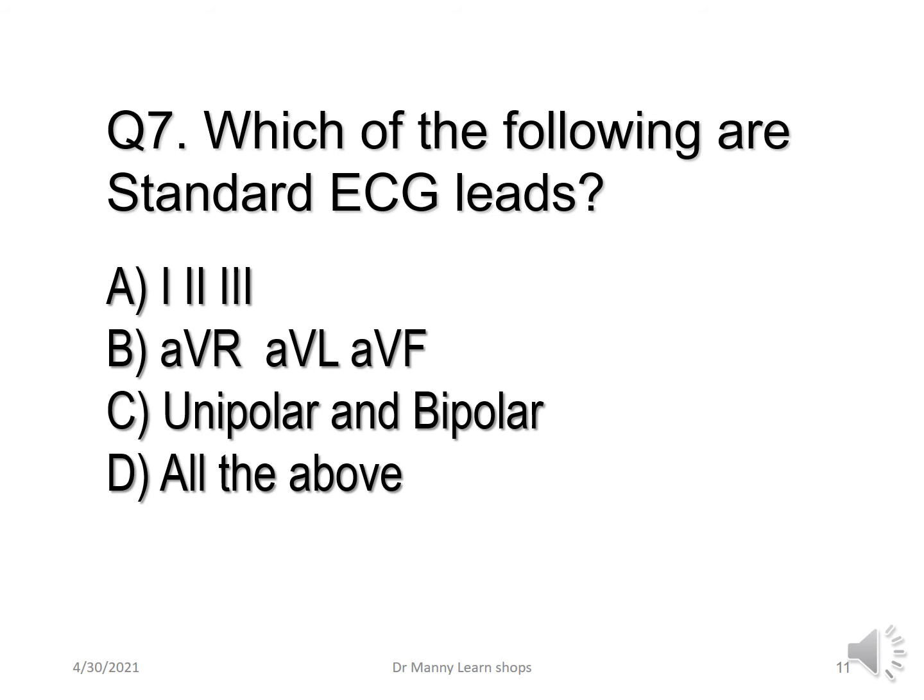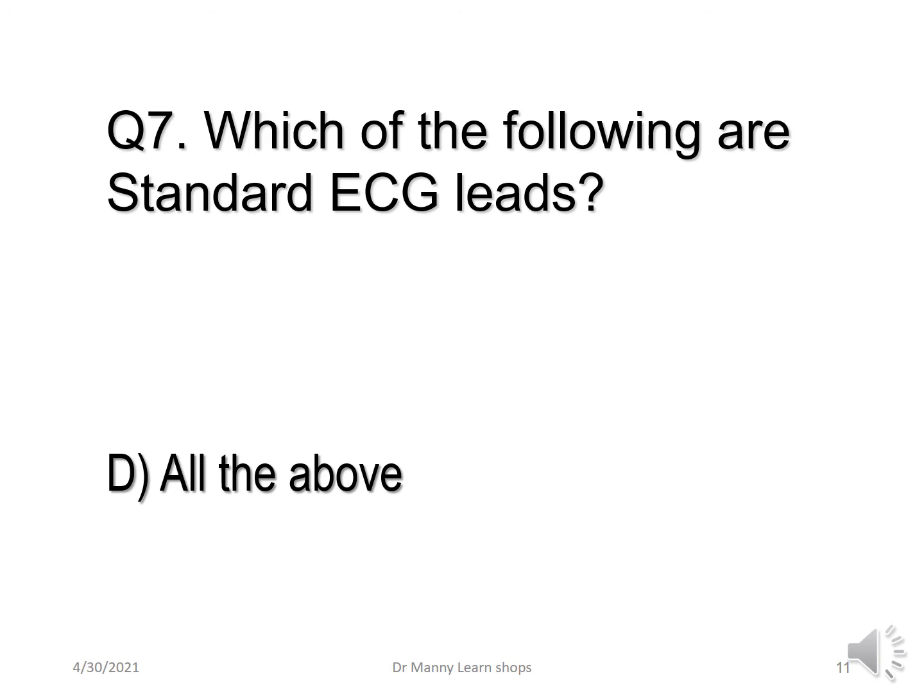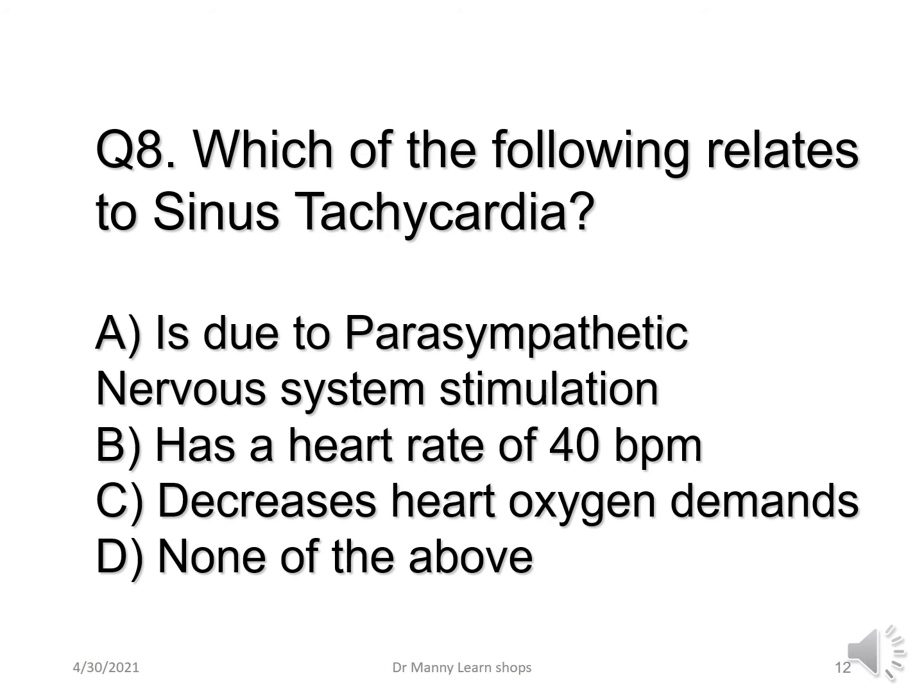Which of the following are standard ECG leads? A, 1, 2, 3, B, AVR, AVL, AVF, C, the unipolar and bipolar, D, all of the above? The correct answer is all of the above. Which of the following relates to sinus tachycardia? Is it due to parasympathetic nervous system stimulation? Does it have a heart rate of 40 beats per minute? Does it decrease myocardial oxygen demands? Or is it none of the above? Well, it's none of the above.